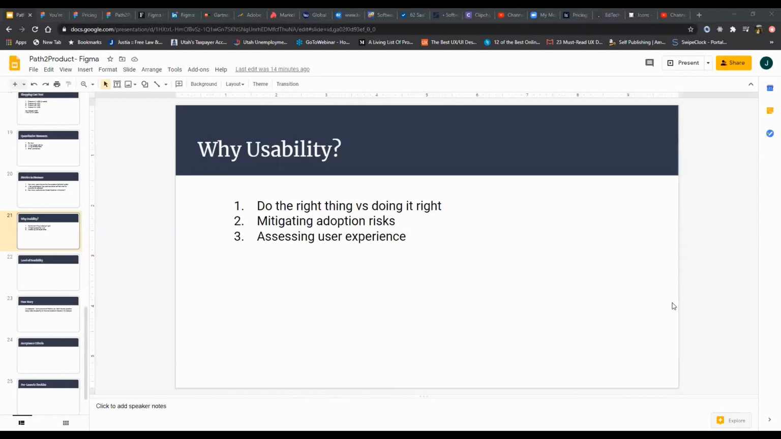So let's dive right into the plan, because the plan is that foundation that sets us up for a great run at a usability test, and then we'll dive into best practices.